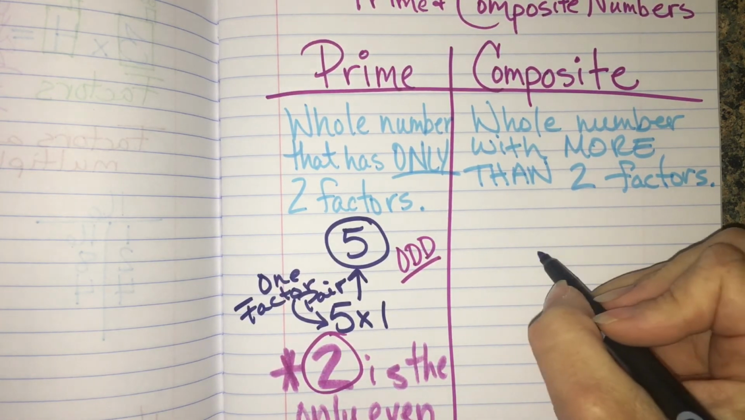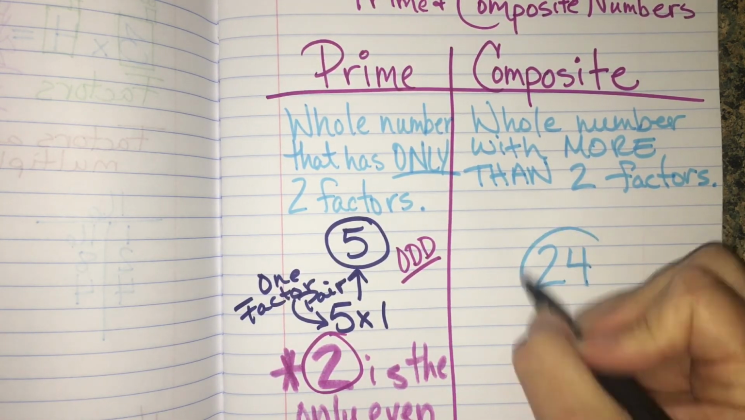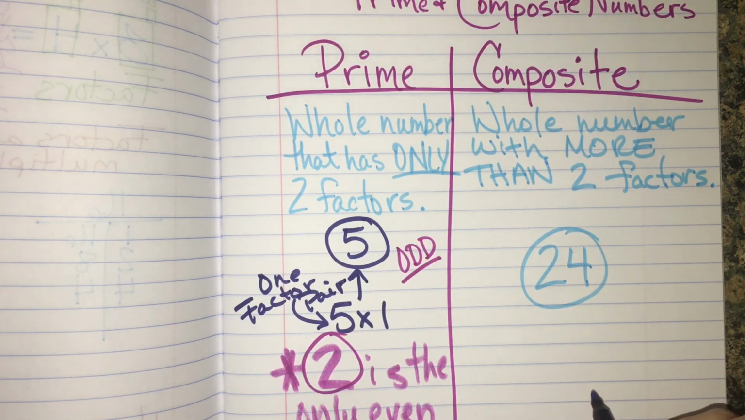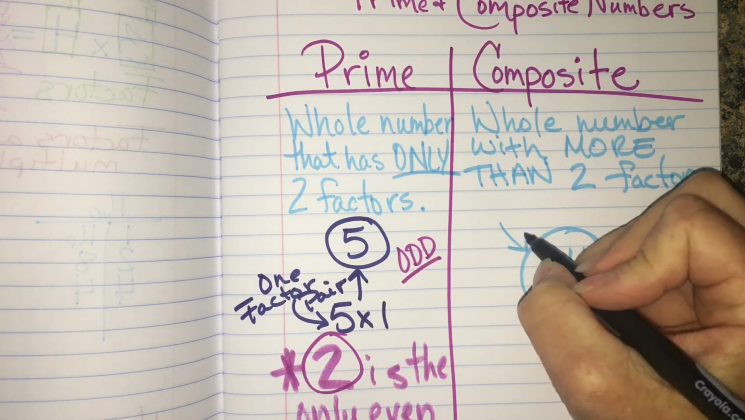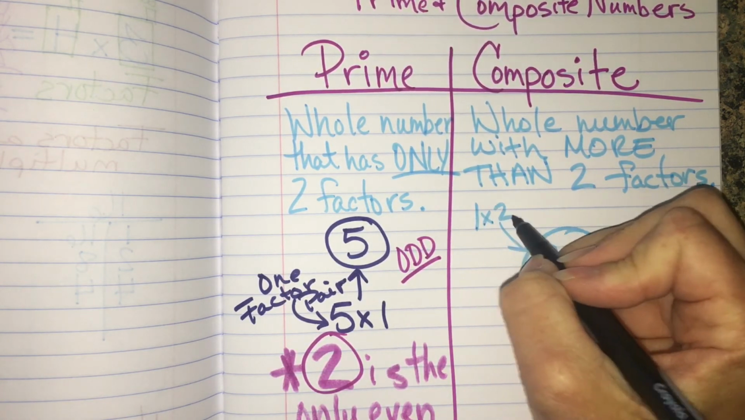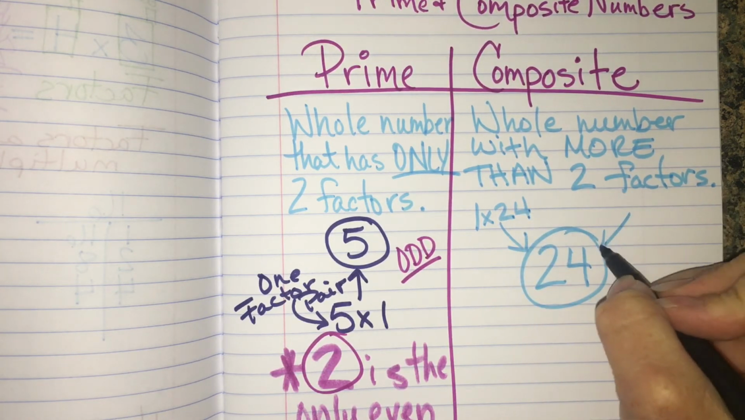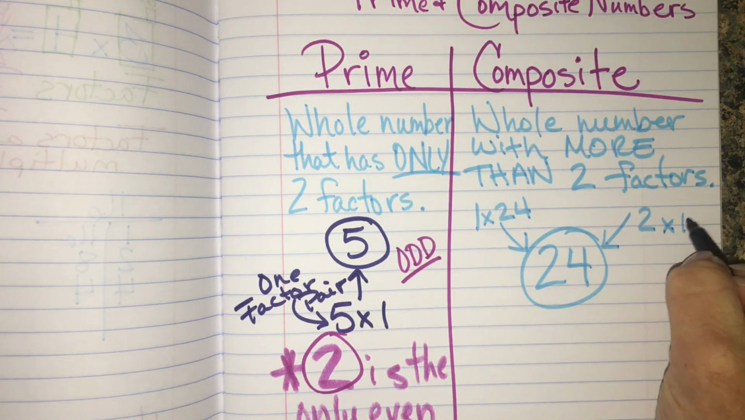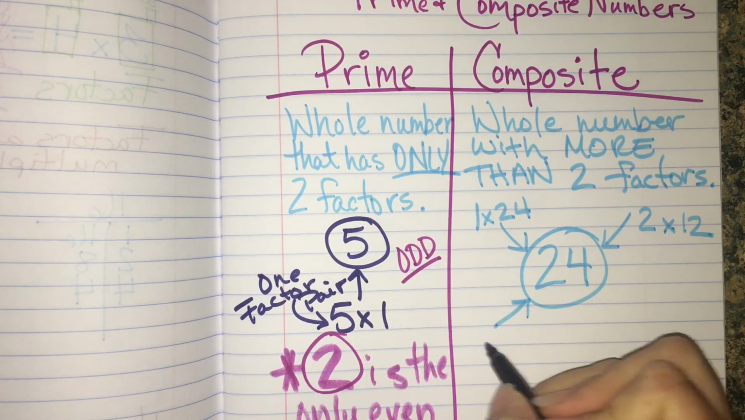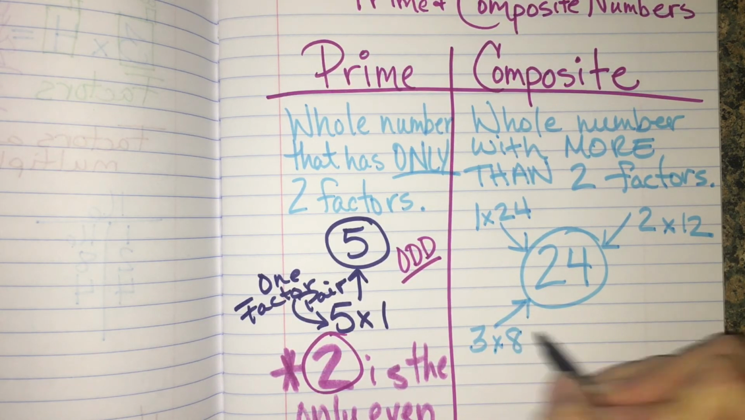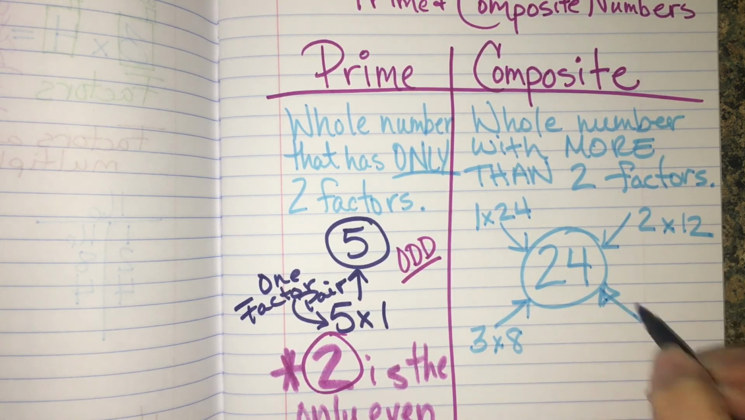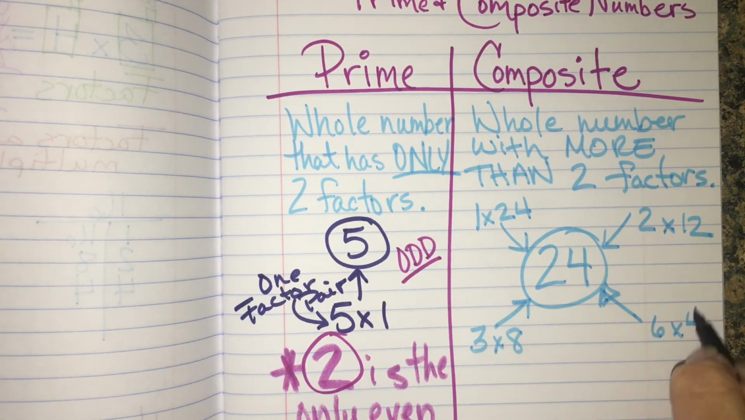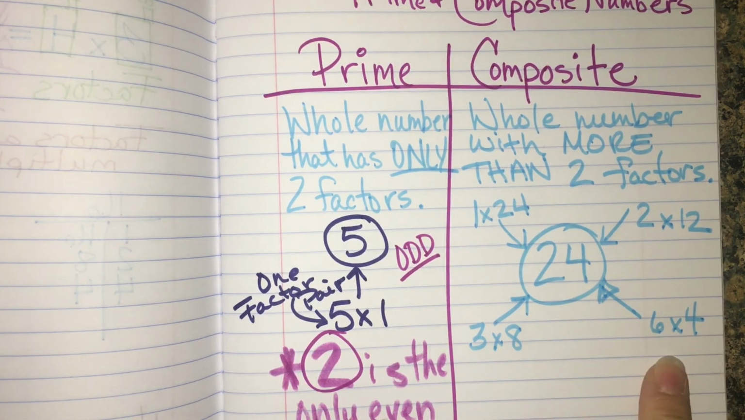I like to use the number 24 as an example because 24 has a lot of factor pairs. I can take the road of 1 times 24. I could go down 2 times 12. I could take 3 times 8. Or get to 24 with 6 times 4. And we talked about these yesterday when we did our factor trees.